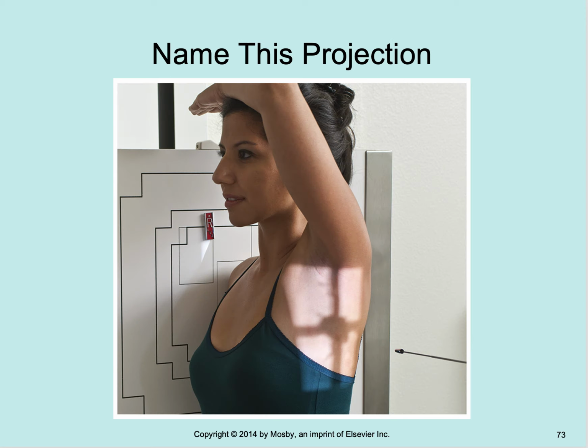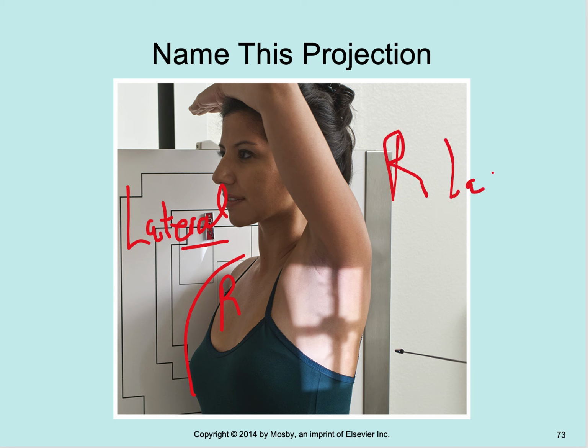So name this projection. If we're naming this projection, what we have to think about is which side of the patient is closest. So this is the right side that's closest, and you can see that with the marker because we mark the side that's closest. The patient is lateral, so this is a lateral, right? And so it is a right lateral projection.